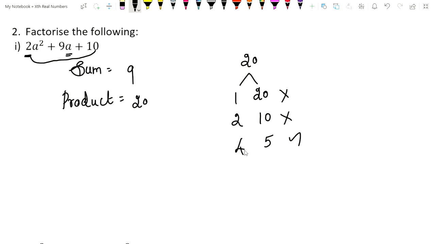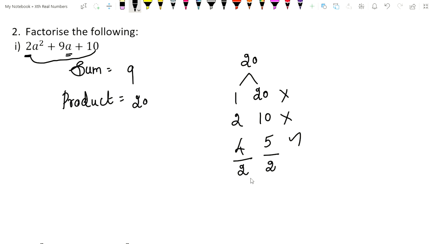Okay, but here you want to do one more step. What do you want to do? You have to see the coefficient of a square. Then what is the coefficient of a square? 2 is there. So you want to divide these factors by 2. In the previous questions, the coefficient of x square or some other variable is 1. So we didn't do that step there. Because any number divided by 1, we are getting the same number. But here the coefficient of a square is 2. So you have to divide by 2.